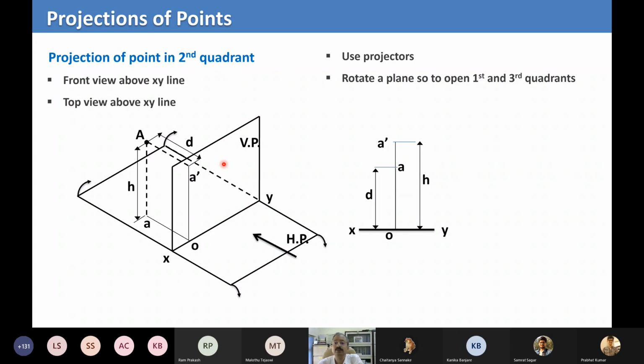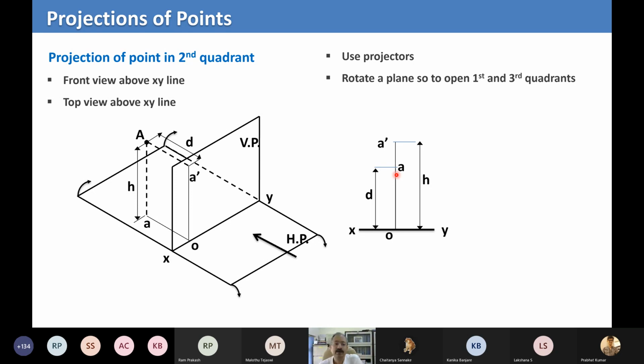Coincide means even in the same location. And so what happens? In the vertical plane, which is the front view, A dash is fine, which is already there, but the projection on the horizontal plane, which is small a, also rotates and comes below A. So essentially, for the point capital A lying in the second quadrant, both projections, in the front view and top view, lie on the same side of the XY line. Very clear. Again, I'm not saying something rocket science. It's just a question of fixing in your mind what is happening.